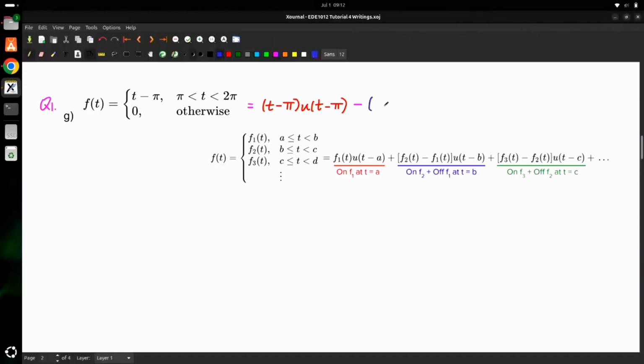Turn off will be the same function, but you turn off at t equals 2 pi. See that? So in a nutshell, you have to turn on the first function and turn it off after 2 pi, because it says here that your function reduces to 0 otherwise, which means that after 2 pi it will be 0.